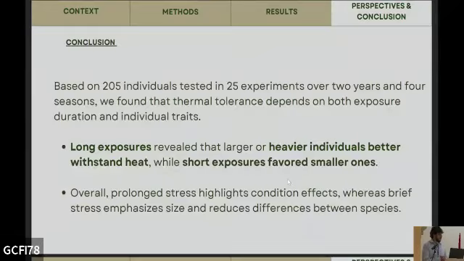So to conclude, based on 205 individuals tested in 25 experiments over 2 years and 4 seasons, we found that thermal tolerance depends on both exposure duration and individual traits. Long exposure revealed that larger or heavier individuals better withstand heat, while short exposure favored smaller ones. Overall, prolonged stress highlights condition effects, whereas brief stress emphasizes size and reduces differences between species.